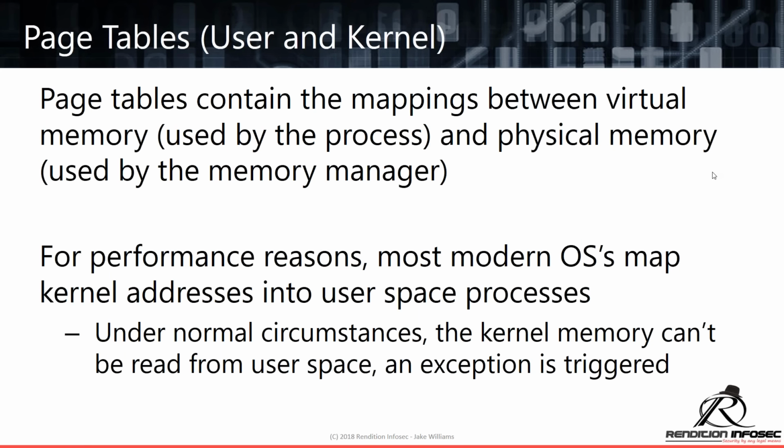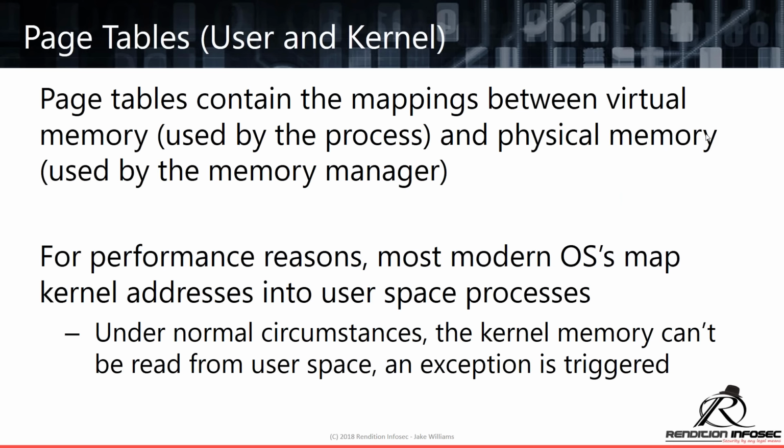These page tables, and this actually becomes important in a minute, contain the mappings between virtual memory and physical memory. Now, virtual memory is used by processes, physical memory is used by the memory manager. For performance reasons, most modern operating systems actually map the kernel into user space, even though you can't see it. Technically, an unprivileged process, sometimes referred to as ring 3, can't access ring 0 memory. Totally makes sense, because it's controlled by something called a descriptor privilege level, or DPL.